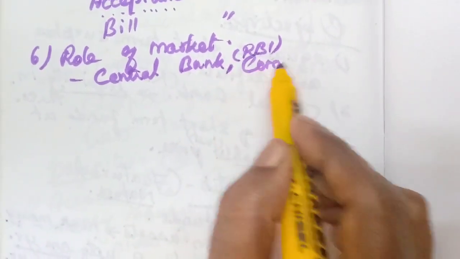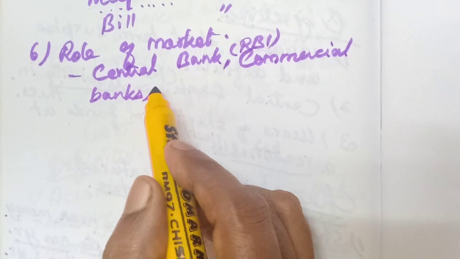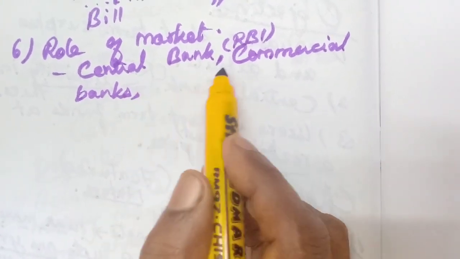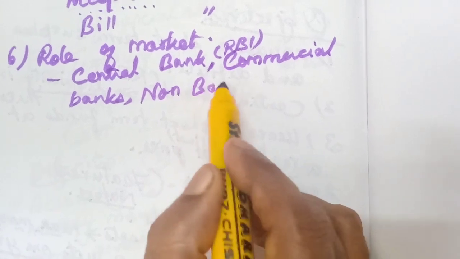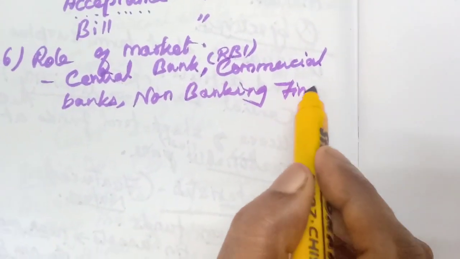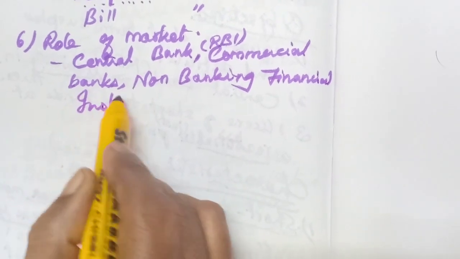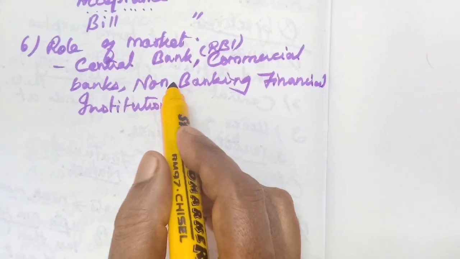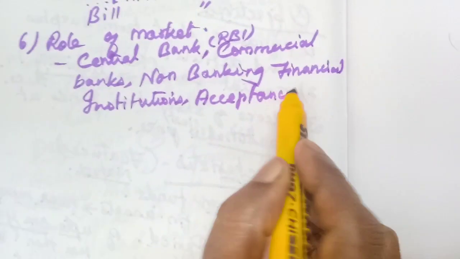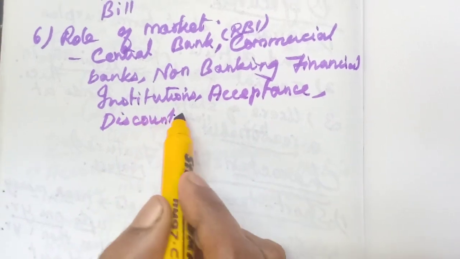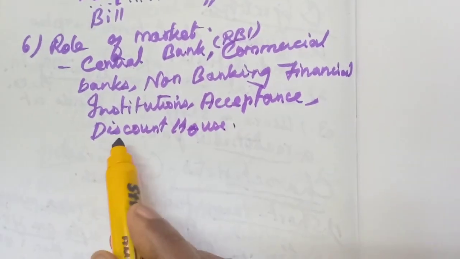Then after the central bank, commercial banks. What are the commercial banks? Can you say some examples? The State Bank of India, Canara Bank, all these come under commercial banks. Then non-banking financial companies. These are the examples. We can say ICICI. It is not a bank but a non-banking financial institution. Then discount house, acceptance house, we studied in the previous one. Because the bill will be discounted, that is why discount house, a separate house. So all these are available in the money market.